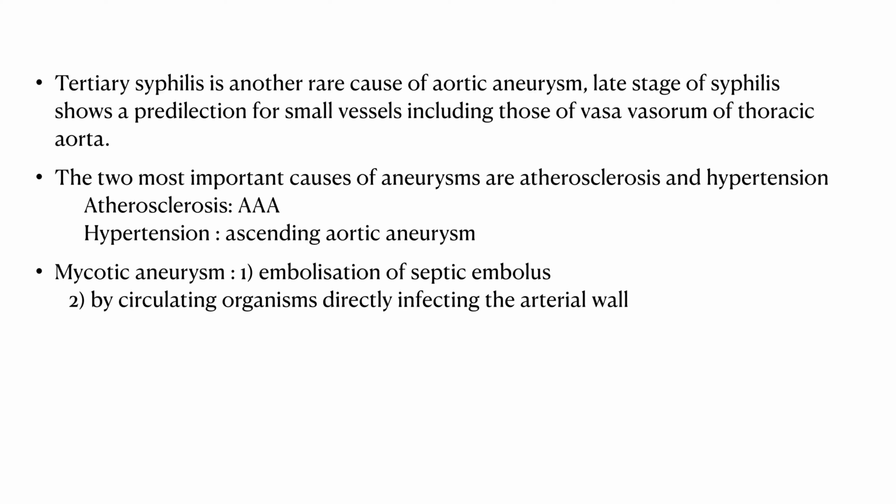Now, how do these mycotic aneurysms come to happen? There are some causes like embolization of a septic embolus. It basically happens in a few cases like infective endocarditis, in which the embolus from the heart gets transferred to the blood vessel through circulation. And it happens also by the organisms which are already present in the blood circulation, and they just directly infect the arterial wall and thus cause mycotic aneurysms.